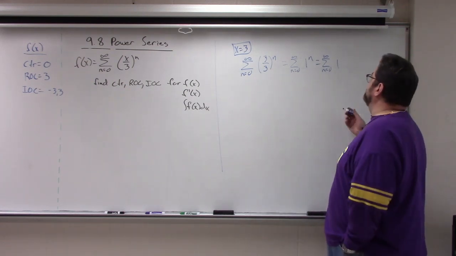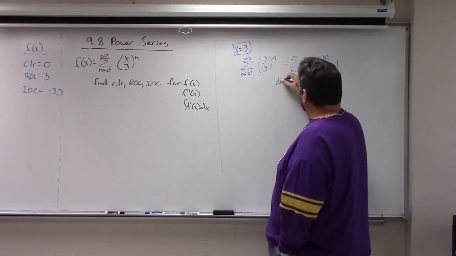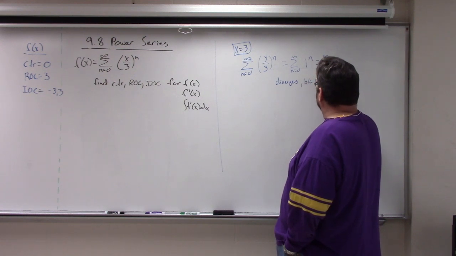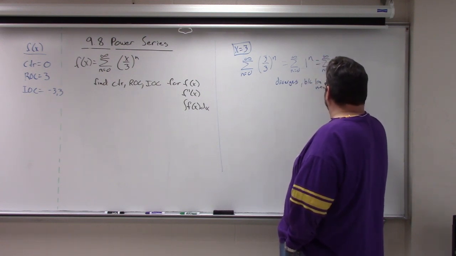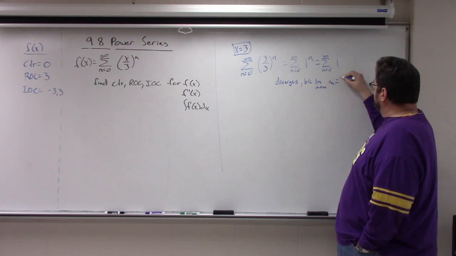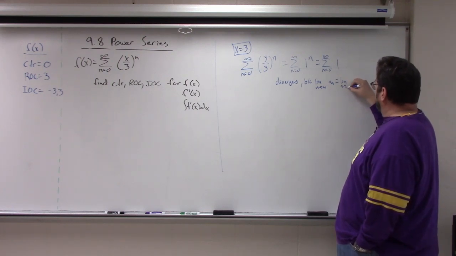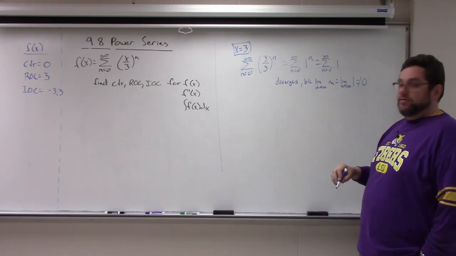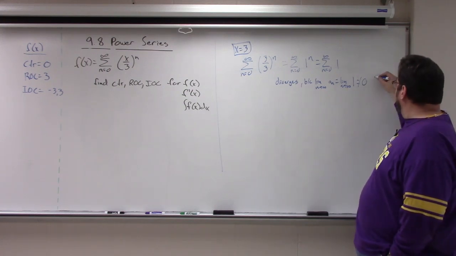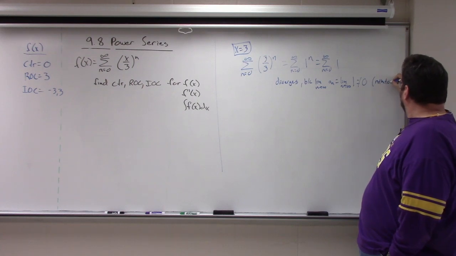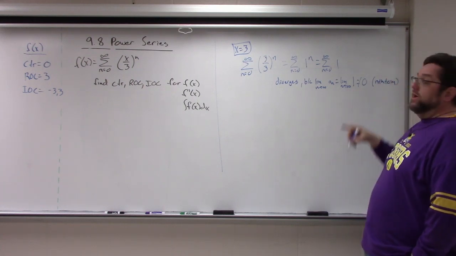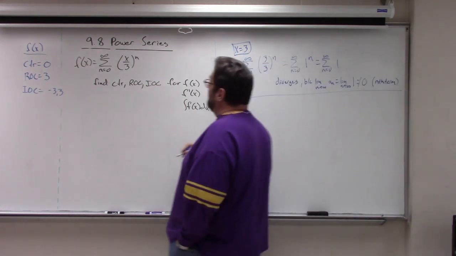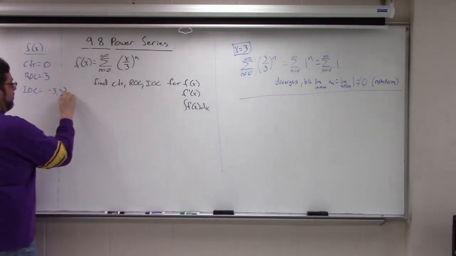So let's be a little more specific. This diverges, because the limit as n heads to infinity of a sub n, which is the limit as n heads to infinity of 1, is not equal to 0. Okay, diverges by the nth term test. The limit of a constant, which is 1, is just 1. So that means we diverge at 3. So we'll be open at 3.